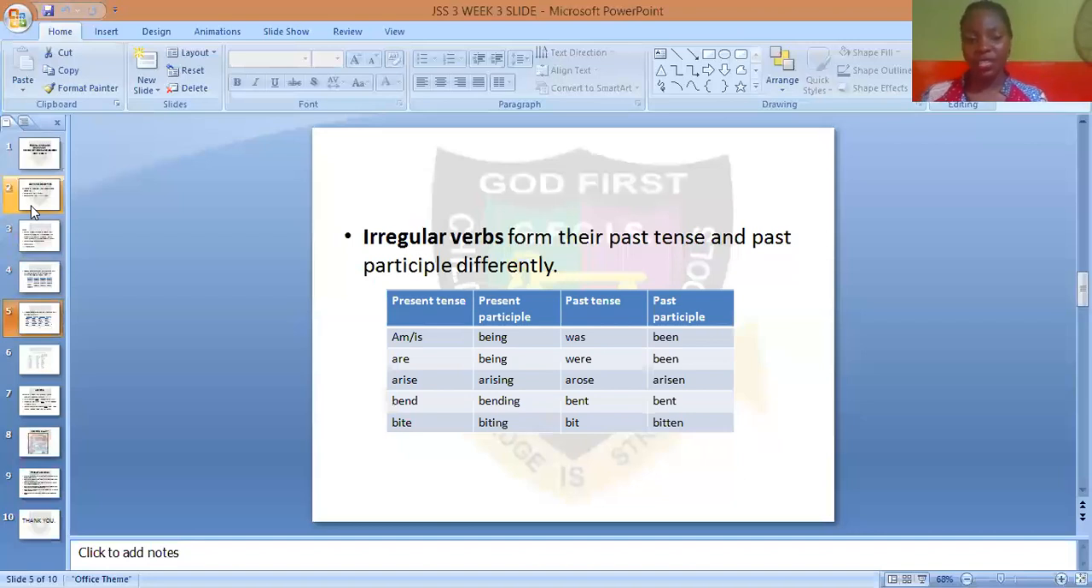Under the present tense, am is a verb. So the present participle of this becomes being. B-E-I-N-G. The past tense is was. Past participle of this is been, B-E-E-N. Now there's a difference between B-E-I-N-G.